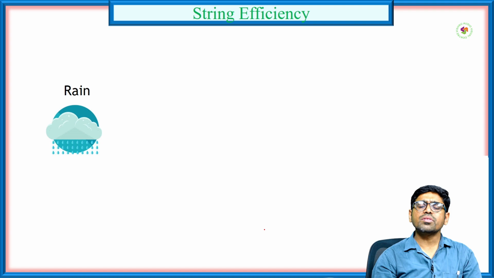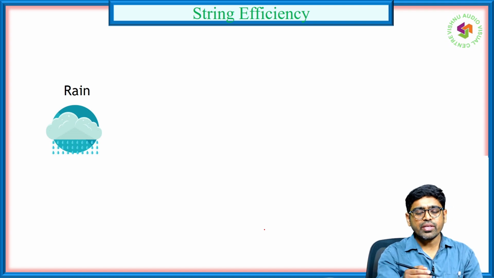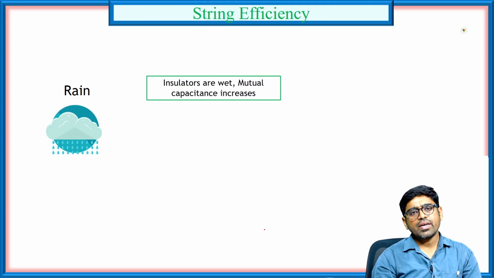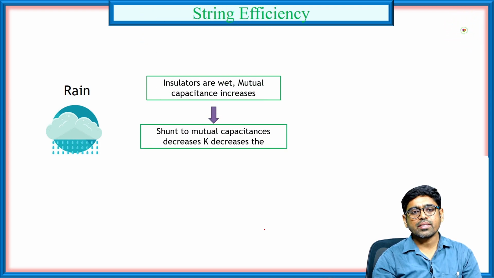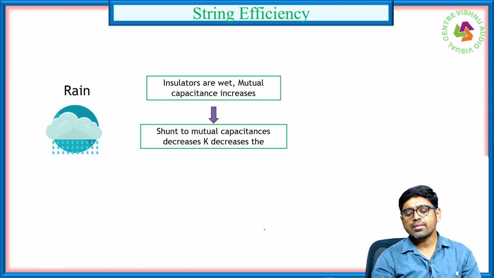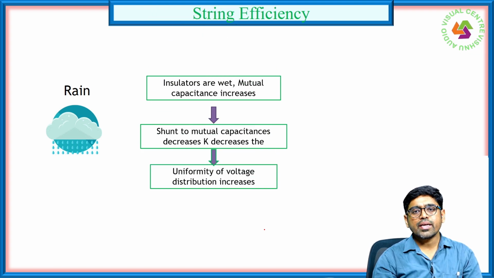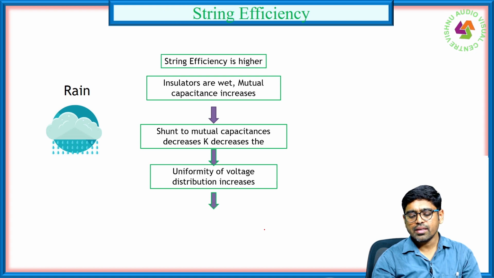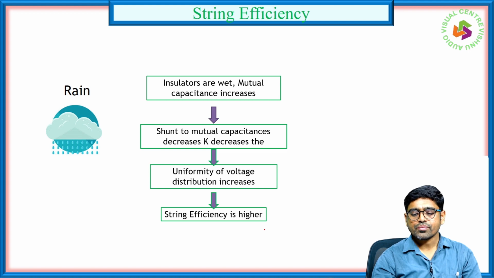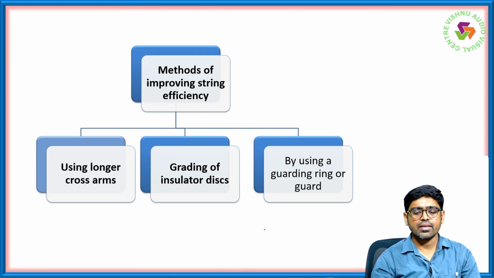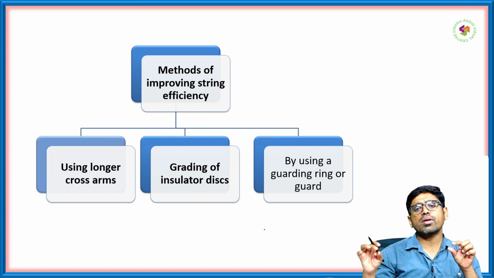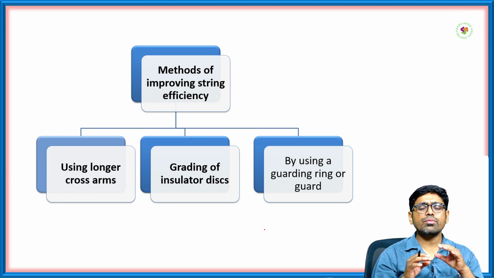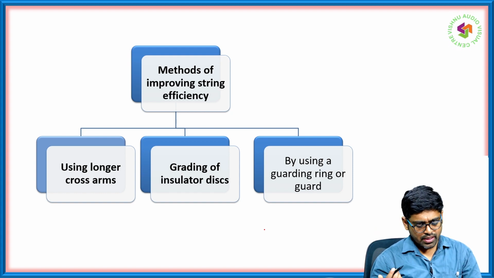So what will be the effect on the string efficiency if rain comes? During the rain condition, the insulators are wet and the mutual capacitance increases, the shunt to mutual capacitance ratio decreases and K decreases. The uniformity of voltage distribution increases, and the string efficiency is higher. So during rain conditions, the string efficiency is high. Then we need to improve this string efficiency. The insulator which is near the power conductor can develop more stress. We have to make the distribution equal so that the string efficiency can be improved.